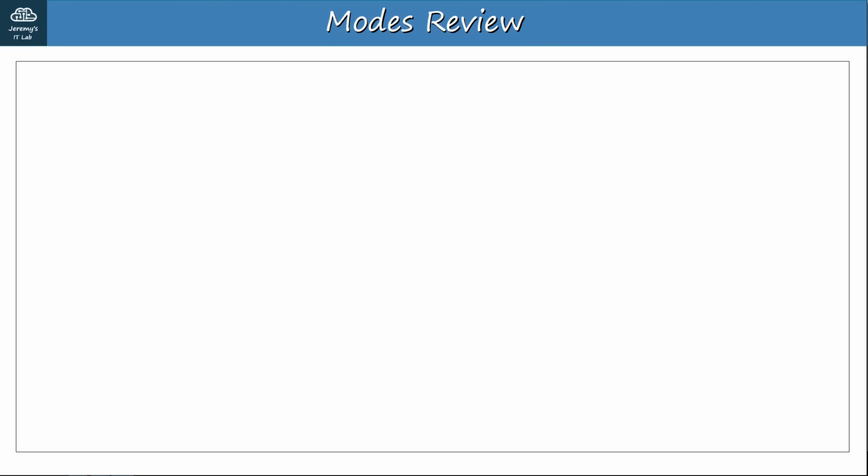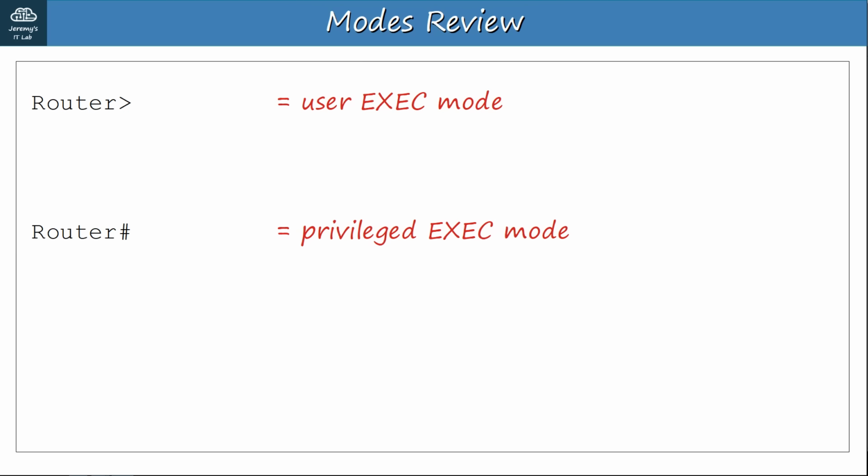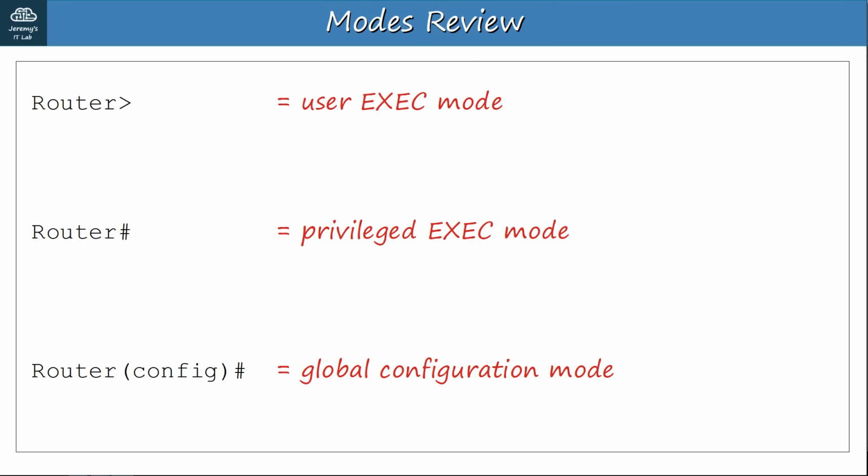Let's review all of the commands and such we've learned in this lesson. First, the different modes of the Cisco CLI we looked at today. First is user exec mode, indicated by the greater than sign. Next is privileged exec mode, indicated by a pound or hashtag. Finally is global configuration mode, indicated by config in brackets plus the hashtag.